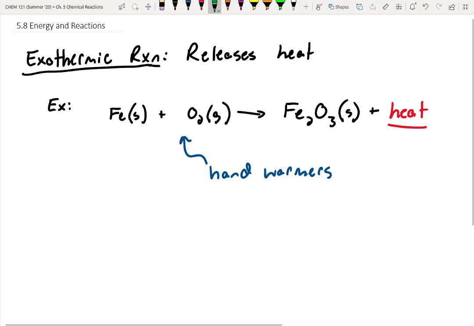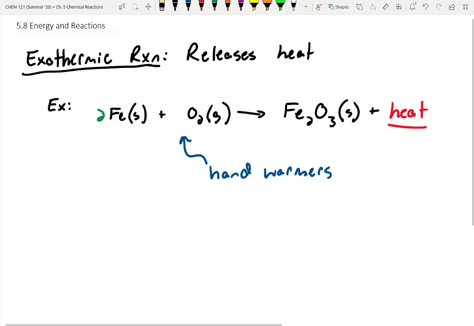One other thing to remember is we need to balance this. So we need to make sure we have the same number of atoms on the left and right. So if we look over here, we can do some guessing and checking. So for example, I could put 2 here. And I'd say, well, now we've got 2 irons on each side, right? 2 irons here, 2 irons here.